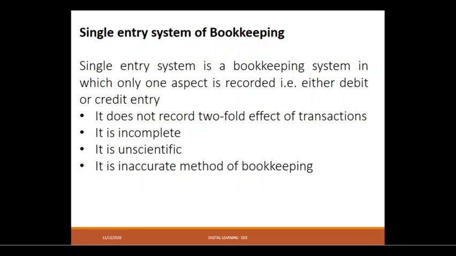It does not record the twofold effect of a transaction. It is an incomplete, unscientific, as well as inaccurate method of bookkeeping.